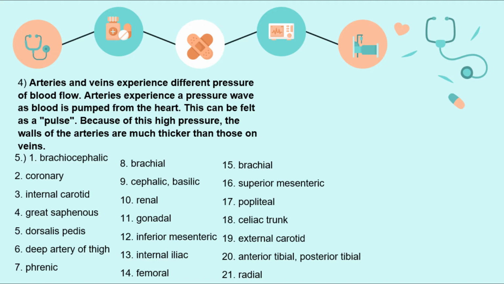Answer: brachial. 16. Supplies most of the small intestine. Answer: superior mesenteric. 17. What the femoral artery becomes at the knee. Answer: popliteal. 18. An anterior trunk that has three major branches, which run to the liver, spleen, and stomach.